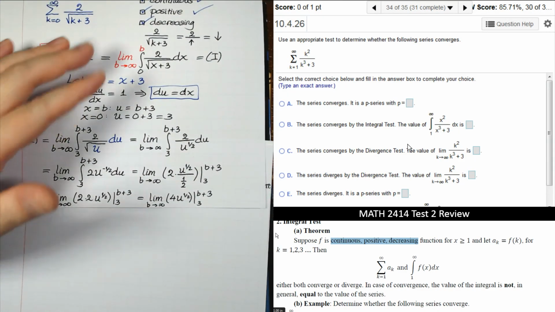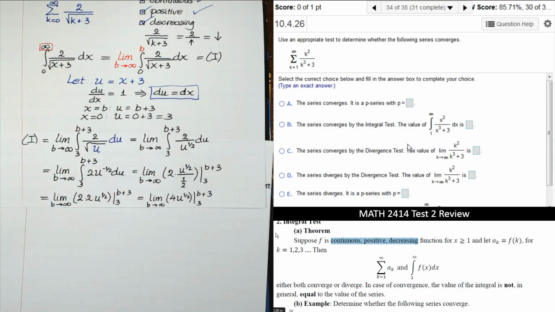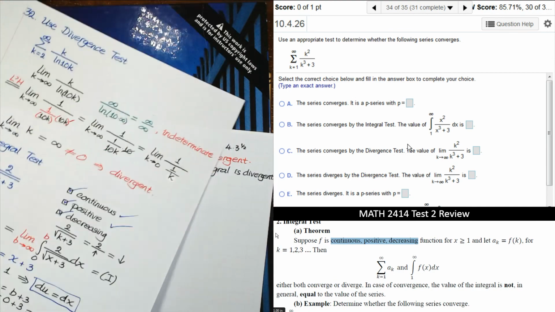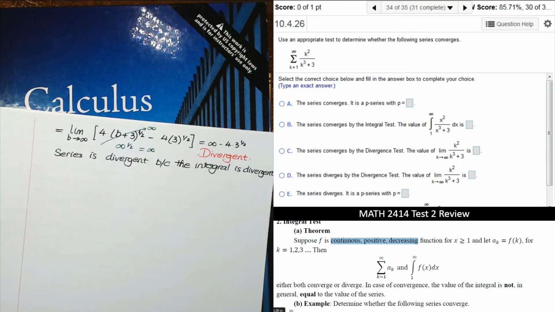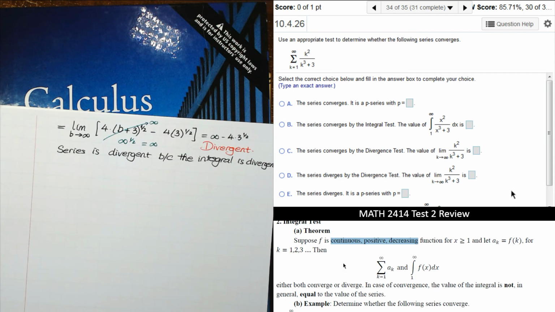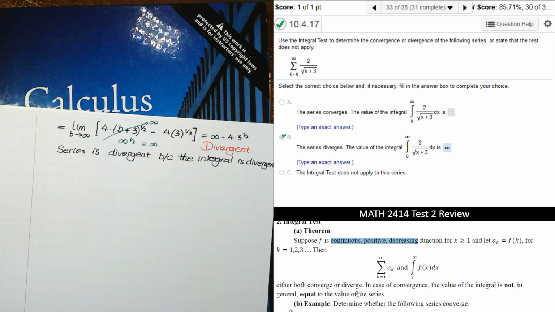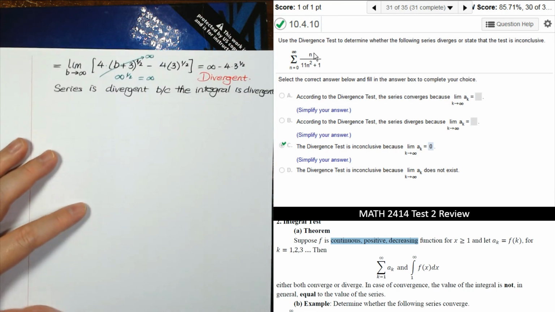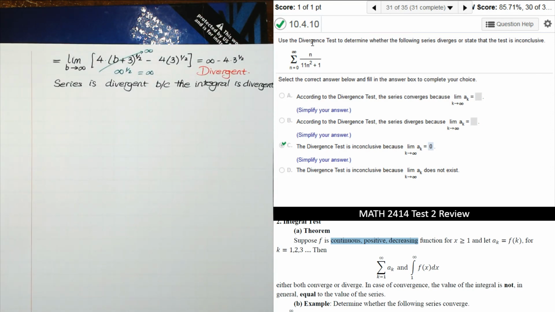So for the integral test, we actually have to check these 3 things. Right. The next one is also the integral test because we can integrate. By the way, this looks awfully similar to the one we did before. I'm talking about this one. If we use the integral test, it might be different, but the divergent test is inconclusive.